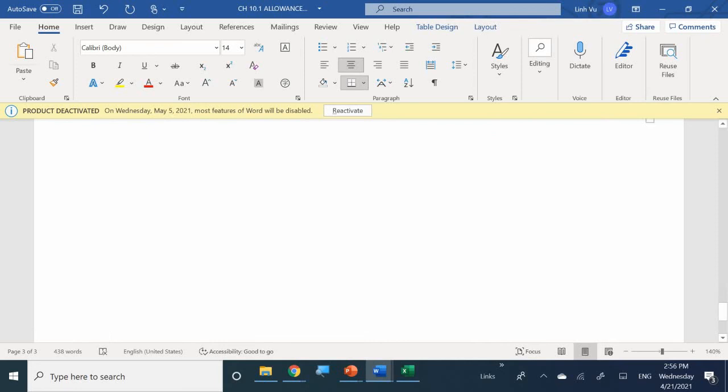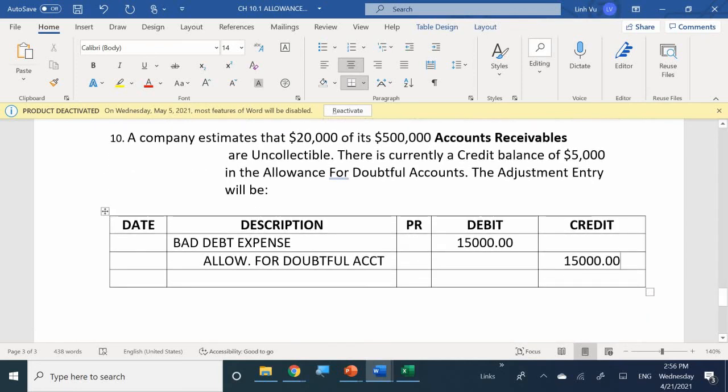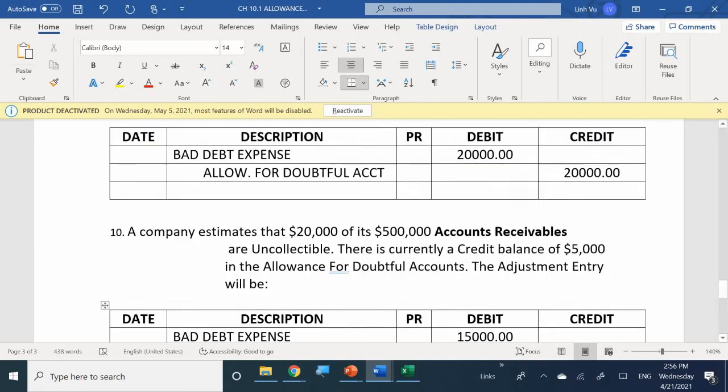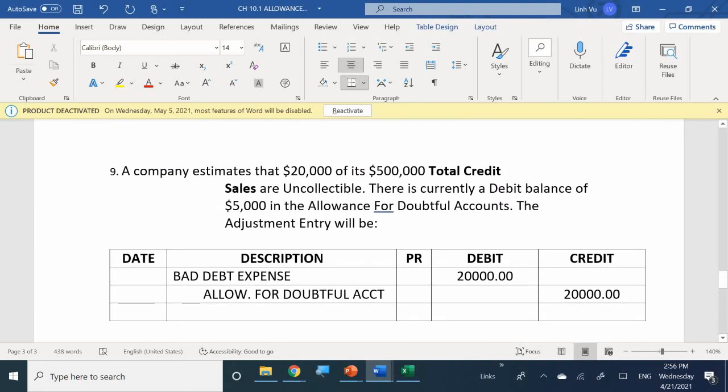Let me just double check. Yep, that's it for this one. All right, any questions? Go to number 9 real quick for me. This one? So once again, the journals are going to look identical. The only difference that you're going to be looking at is whether you're using the balance sheet method or the income statement method.